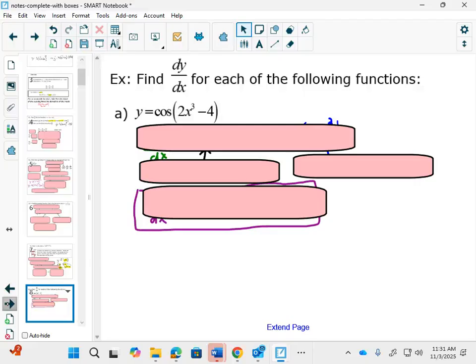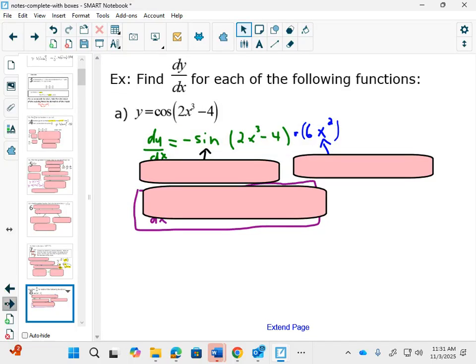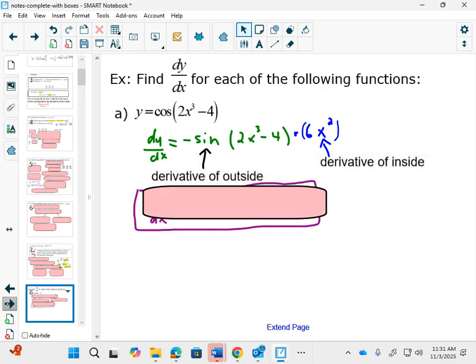So what do we do? We do the derivative of the outside first. What's the derivative of cos? Positive or negative sine? Negative sine. So we do negative sine, keep the inside the same. Multiply by, what's the derivative of the inside? The 6x squared.